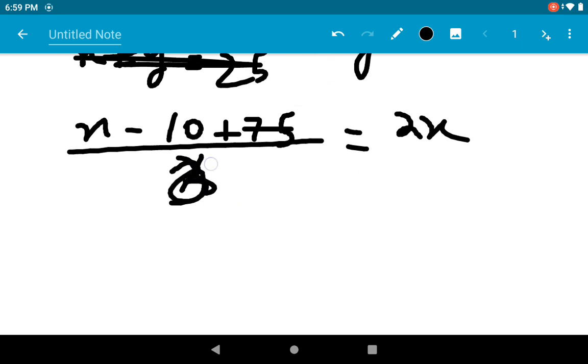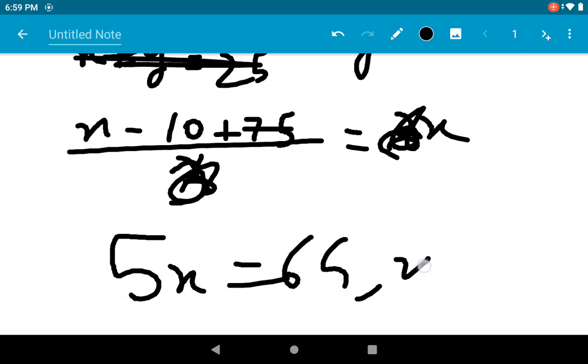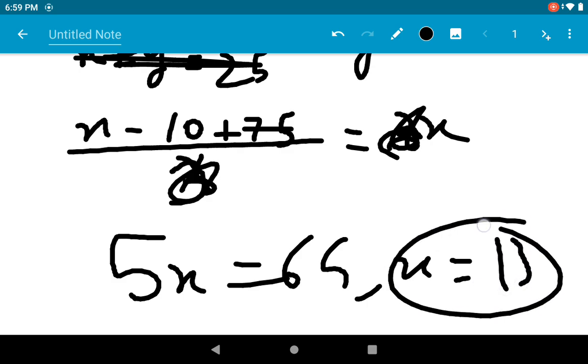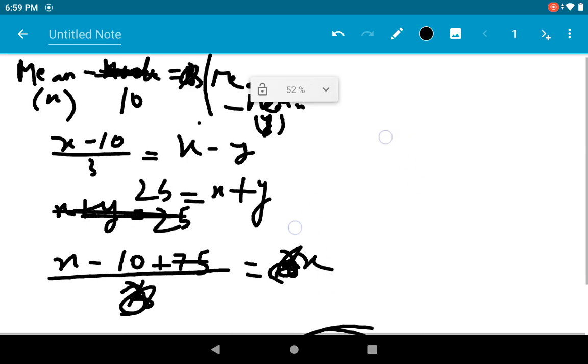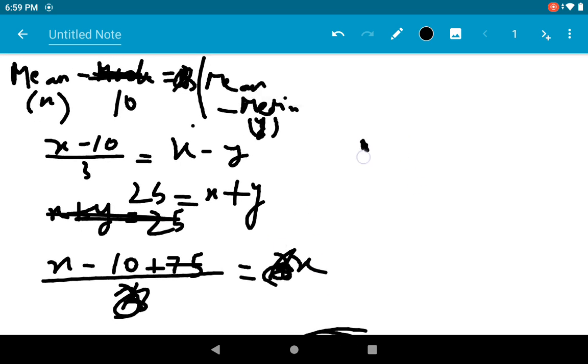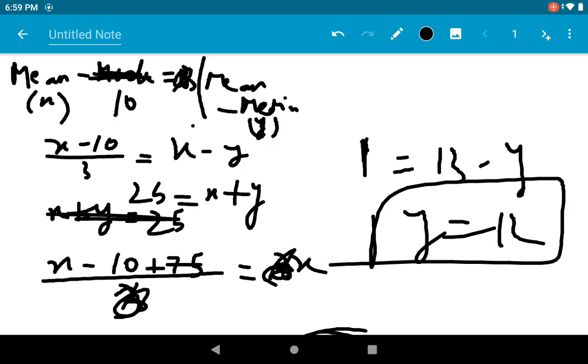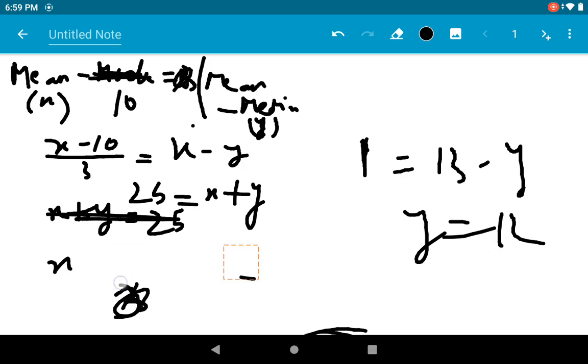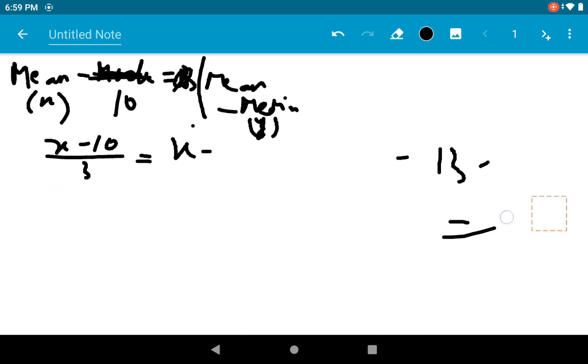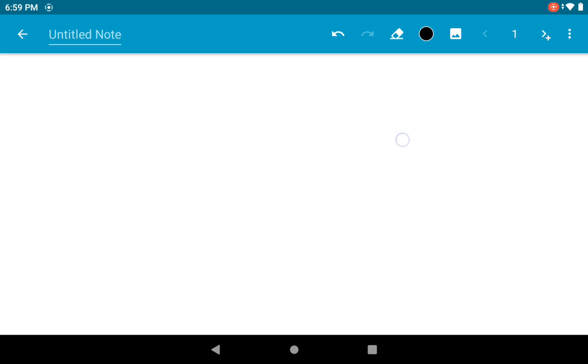So we can just solve this simple equation now. So 5x is going to be 65 and x is going to be 13. So if x is 13, then y is just going to be 12. So option number B, 13 and 12, is going to be the right answer. All right, let's move on to the next question.